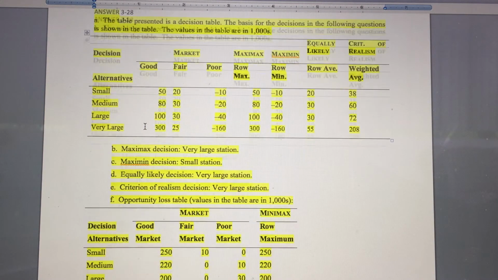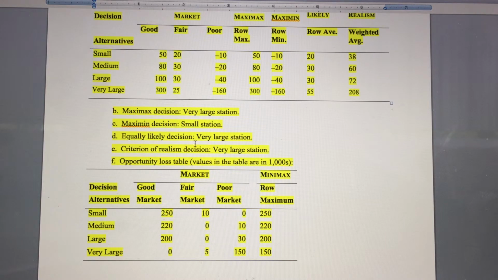Then we go now to what I call the opportunity loss table. Just as before, the highest among 50, 80, 100, 300 is 300. So it's 300 minus 300 is 0. 300 minus 100 is 200. 300 minus 80 is 220. 300 minus 50 is 250.